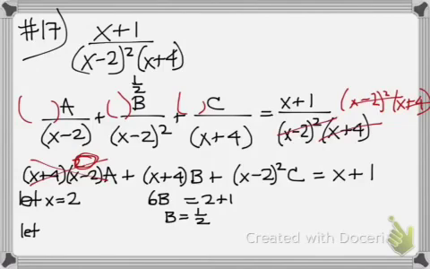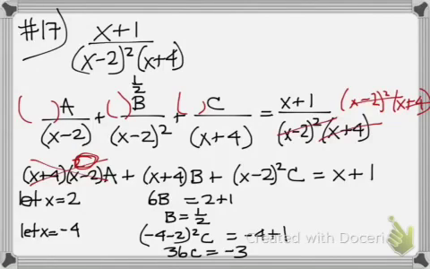Okay, then we're going to let x equal -4. So if x is equal to -4, again, for A, you can see that it's just going to cancel out because it's going to be equal to 0. Same thing with B. If we let x equal -4, B is going to cancel out as well. The only place that it's not going to cancel out is C. When we let -4 minus 2 quantity squared times C equal -4 plus 1. -4 minus 2 gives us -6, and -6 squared is 36. So 36C equals -3, and divide both sides by 36, you get C is equal to -1/12. So we know that C is -1/12.